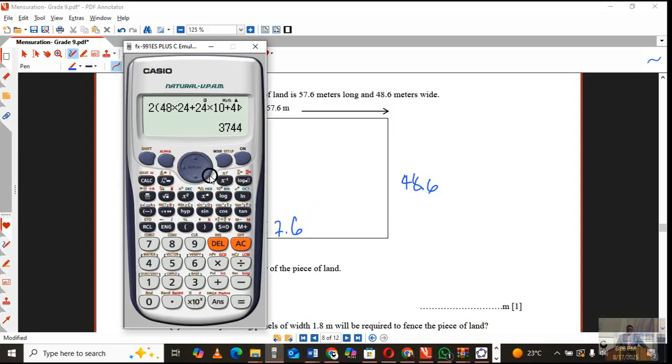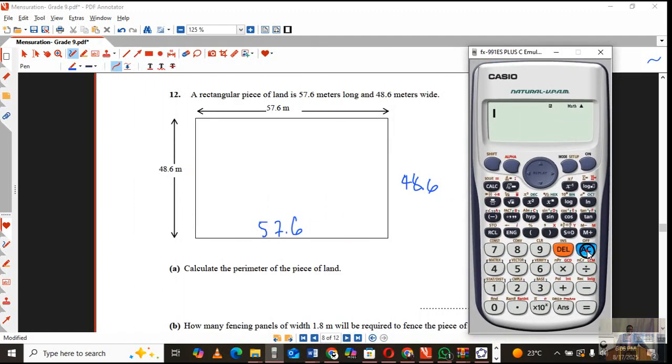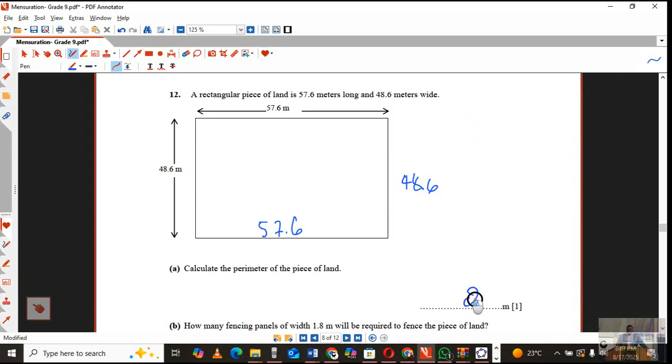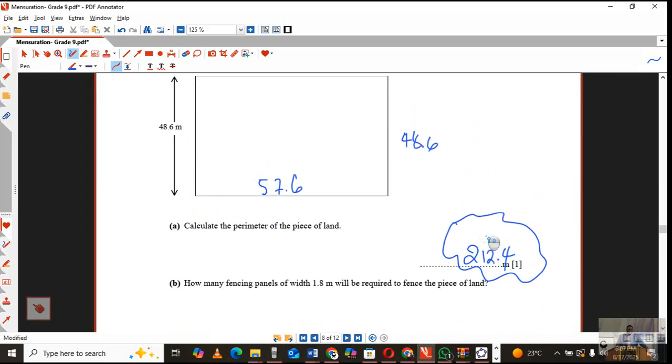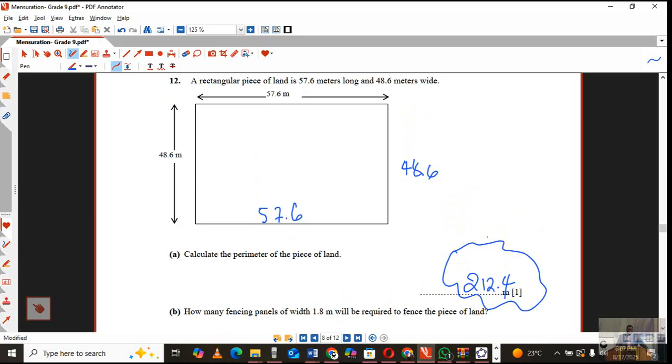So grab your calculator. You're gonna say 2 times 48.6 plus 57.6. Okay, 48.6, 57.6. What does that give you? 212.4. So that's 212.4 meters. How many fencing panels of width will be required to fence the piece of land? Now, what you're going to say is, okay, you want to put fencing poles, right? And you have 1.8 meters between them.